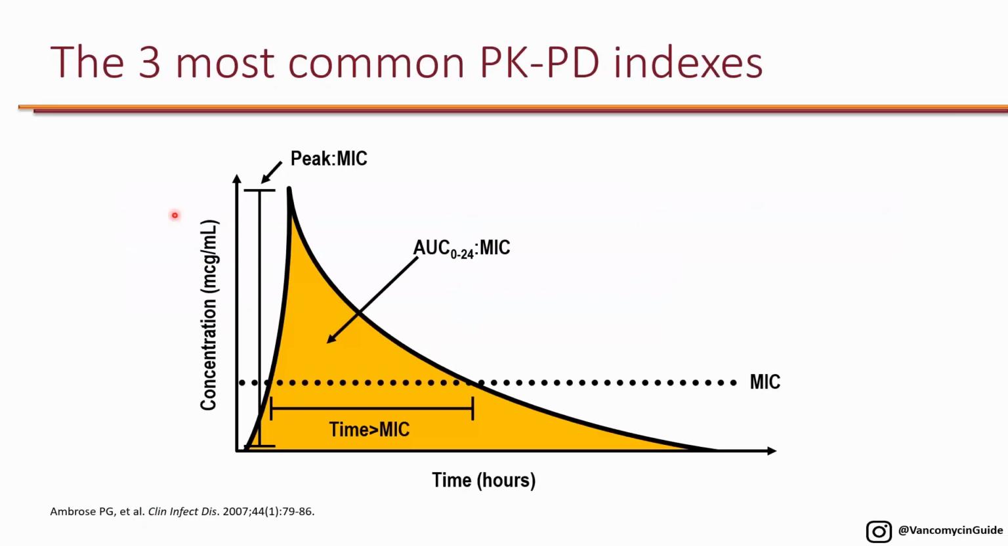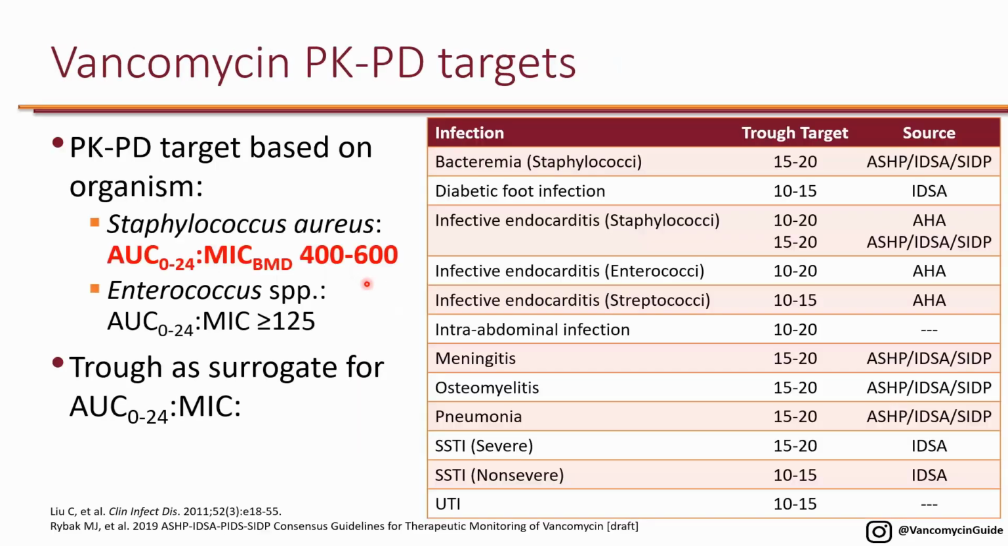So these are the 3 common PK/PD indices. So we have peak to MIC ratio, AUC to MIC ratio, and time above MIC. For vancomycin specifically, AUC to MIC is the PK/PD target most associated with efficacy. So AUC to MIC is the index that we use for vancomycin. However, you want to achieve a specific number.